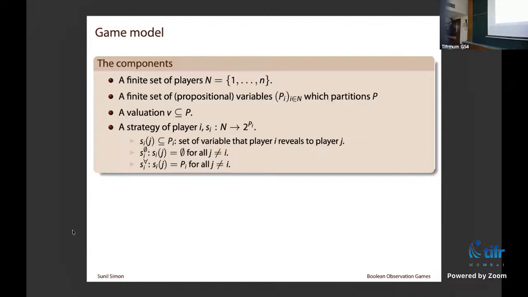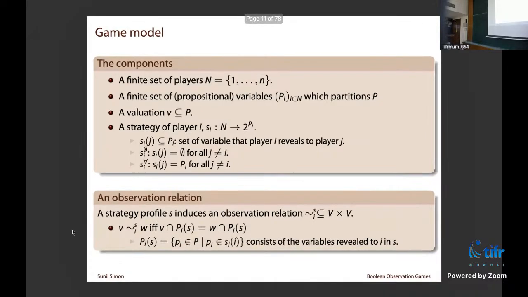Once you have a valuation and a strategy profile, again a strategy profile is just a profile of these functions, it induces an observation relation, that is, an equivalence relation over valuations. Basically, whatever propositions are associated with me, I can see, and the rest I cannot see unless that person reveals it. Whether it is revealed or not is determined by this profile.